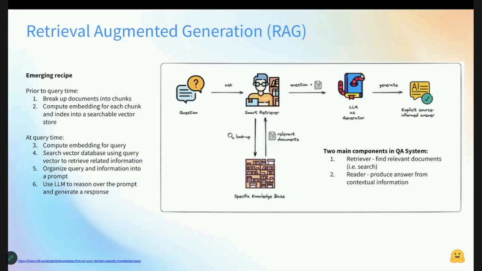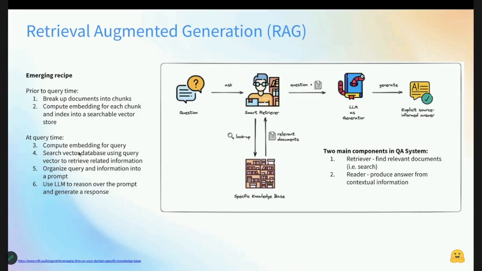And so the emerging recipe for how this works, I'm sure some of you are familiar with this. It's pretty straightforward, but the general idea is that prior to query time, before you actually go to use the system for answering questions, you break up all the documents in your knowledge base into chunks, and you compute an embedding representation for each chunk and store it in some type of searchable vector database.